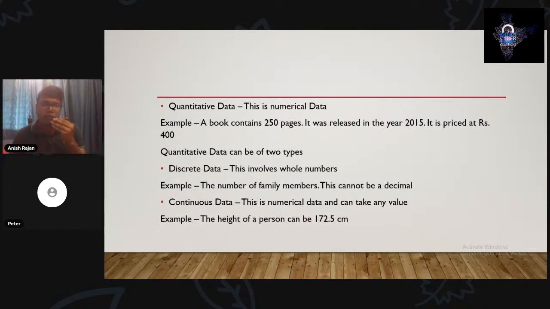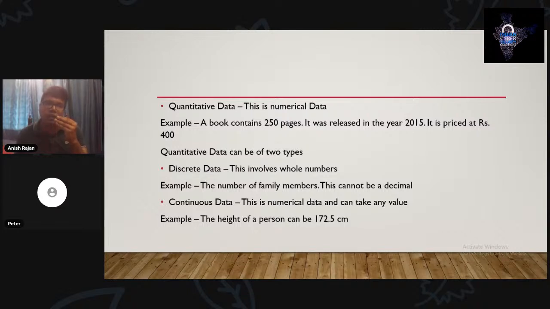Next we come to quantitative data. This kind of data is numerical data. Obviously, by the name we can understand that numerical data will always involve numbers. As we can see in this example, a book contains 250 pages. It was released in the year 2015. It is priced at rupees 400.